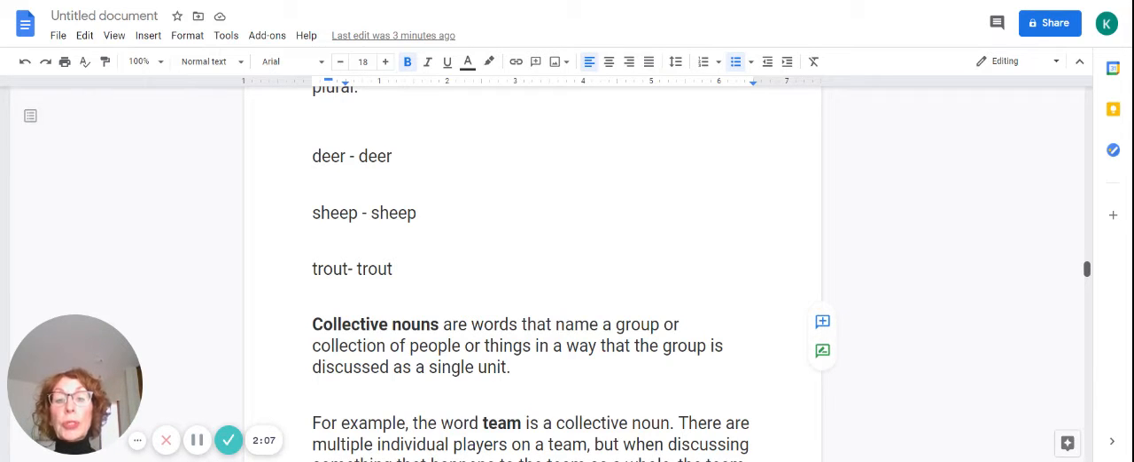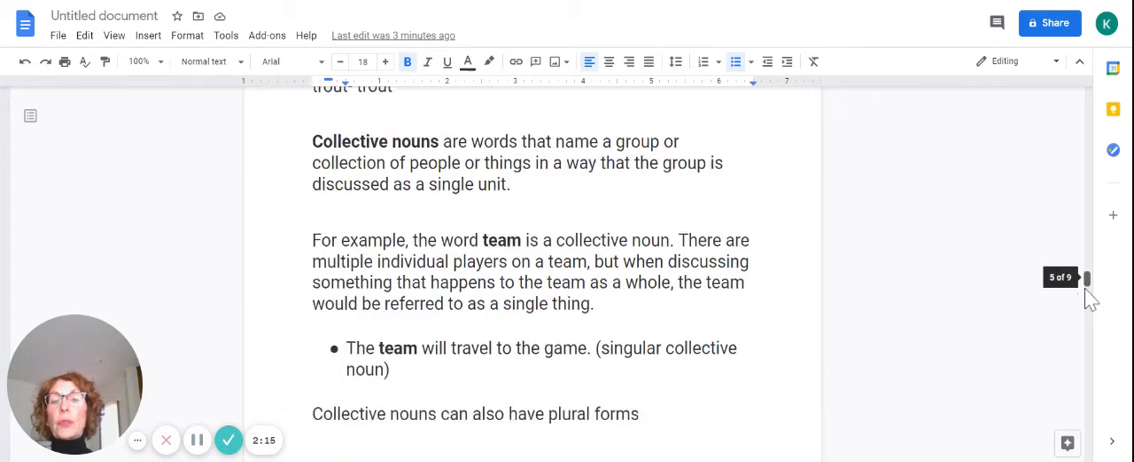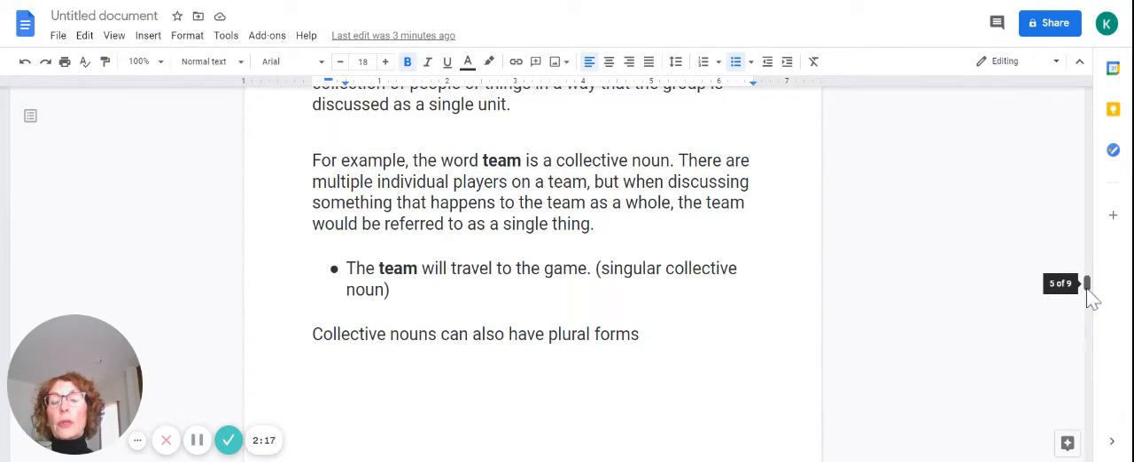Collective nouns are words that name a group or collection of people or things in a way that the group is discussed as a single unit. Okay. For example, the word team is a collective noun. There are multiple individual players on a team, but when discussing something that happens to the team as a whole, the team would be referred to as a single thing.